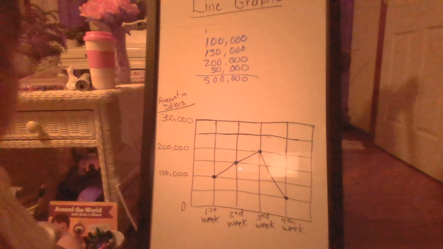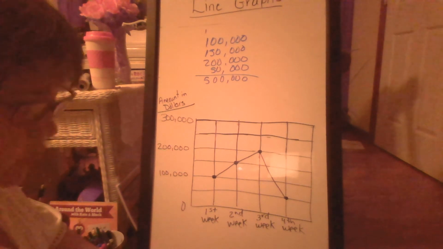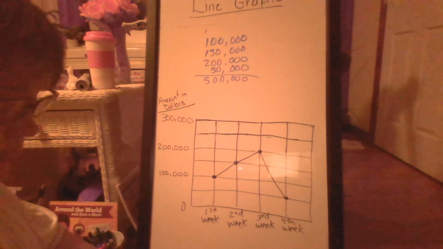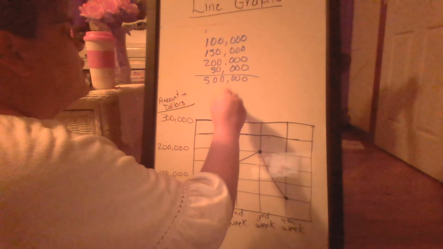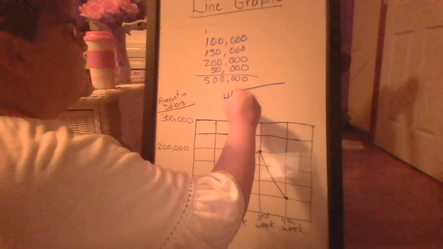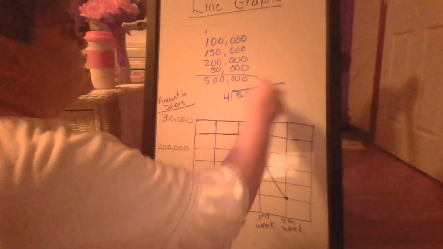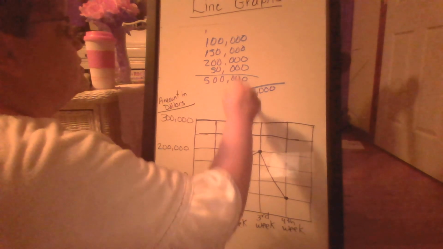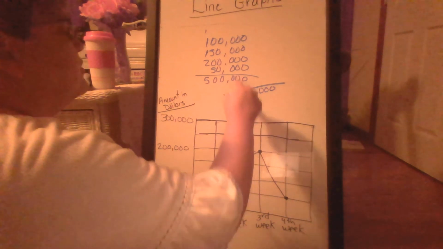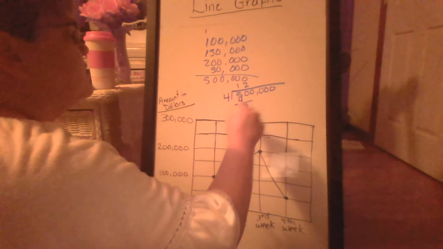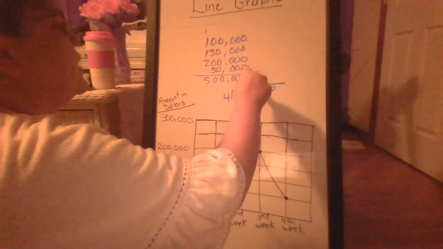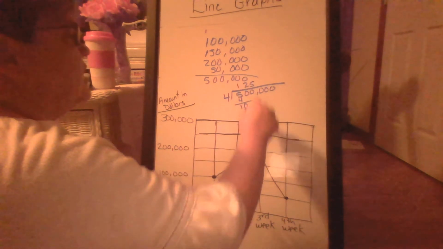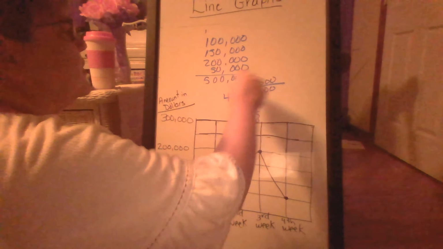And now we have to divide that number by how many weeks they were there. And they were there for 4 weeks. And that's what they want, average per week. So let's do 4 into 500,000. So 4 goes into 5 1 time. 4 goes into 10 2 times. 4 goes into 25 times. And then it's going to be 0, 0, 0.